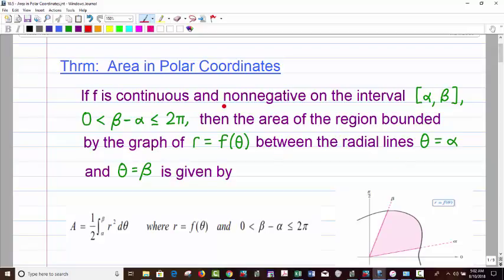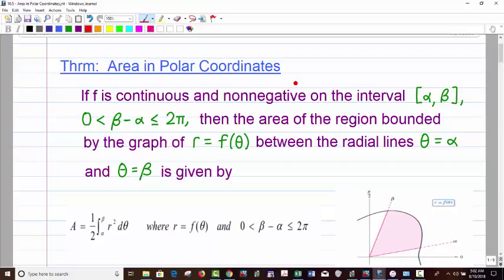Your function has to be continuous and non-negative on the closed interval from alpha to beta. They're just using Greek letters here, which is essentially a to b, like you would think of it for a definite integral with respect to x. Now this is important. This next part is that beta minus alpha must be greater than 0 and less than or equal to 2 pi.